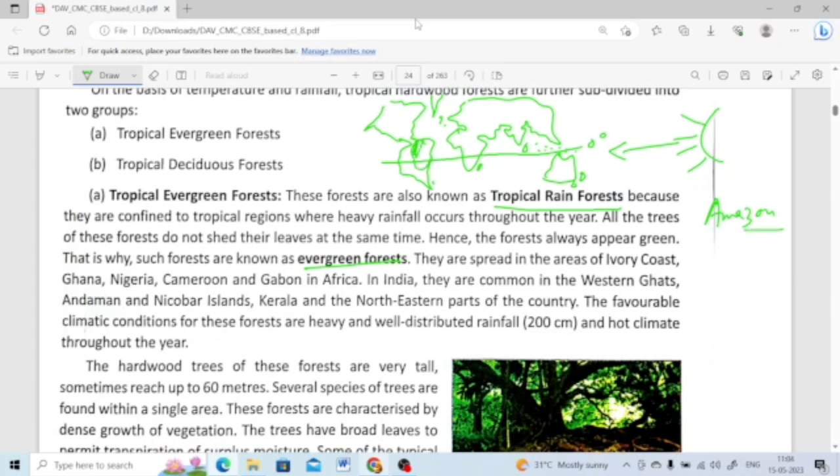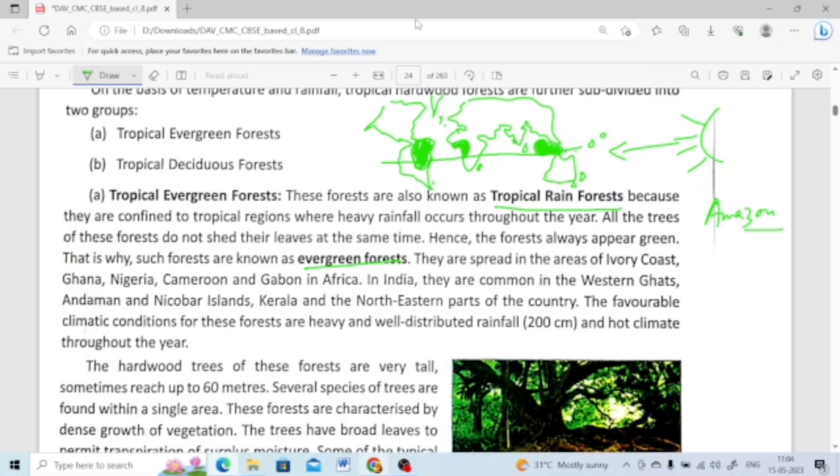Here it is, Amazon basin. Some more basins we'll find like Zaire, Congo river basin, or Zaire Republic, we have here in Africa. Some Southeast Asian island countries, the patches I'm drawing in the Southeast Asian area, and some other areas of Western Ghats also we can get. So these are the areas where tropical rainforest we find.